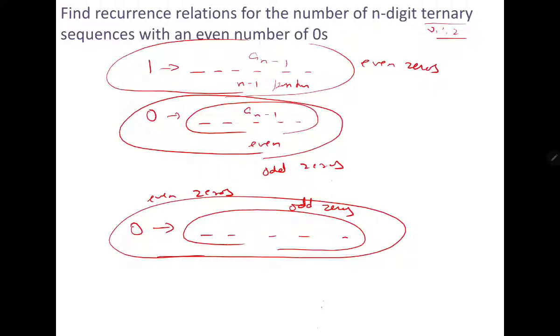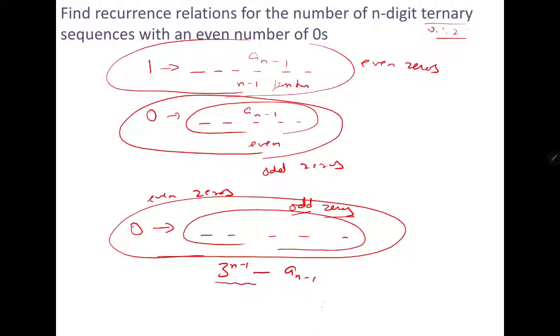Now for doing this, when you think of ternary sequences, you can break them into 2 sets. One is with an odd number of zeros, one is with an even number of zeros, and their union would give you the total number of ternary sequences. So if I have to find the number of ternary sequences of length n minus 1 with an odd number of zeros, I consider the total number of sequences, which is 3 raised to the power n minus 1, because each position has 3 choices, 0, 1 or 2, minus the number of sequences of length n minus 1 with an even number of zeros.